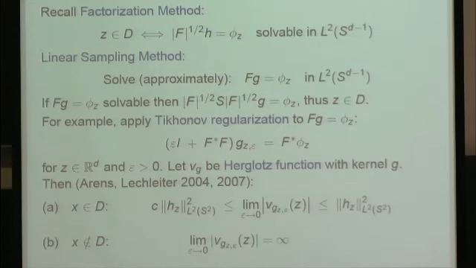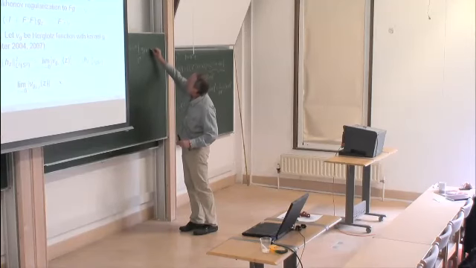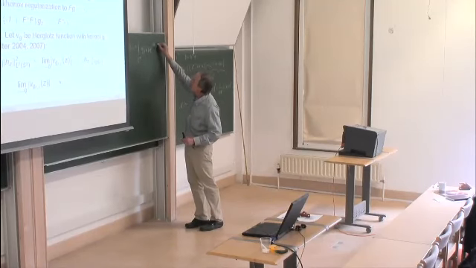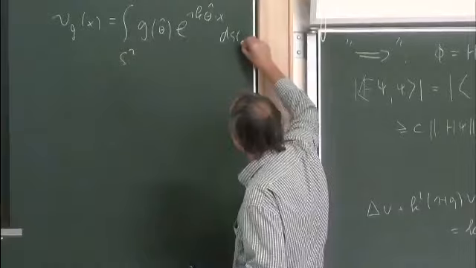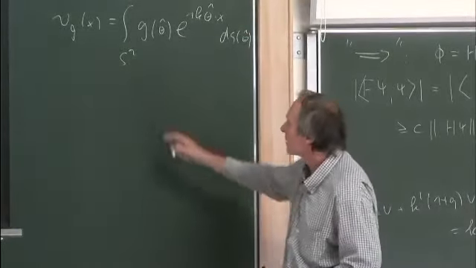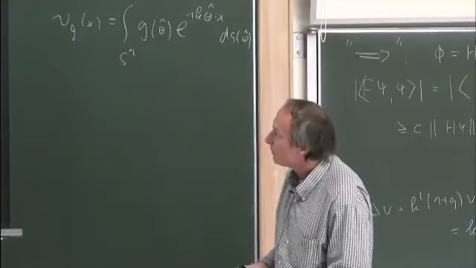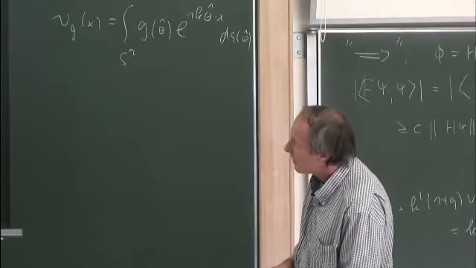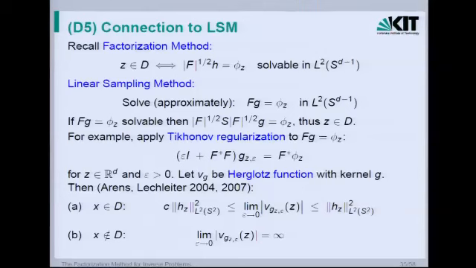Vg is just the superposition of these plane waves. This is called the Herglotz function with this kernel. So you can show the following. If x is in D, then you can solve the factorization method equation. This is solvable, no? And this is my hz here and there.